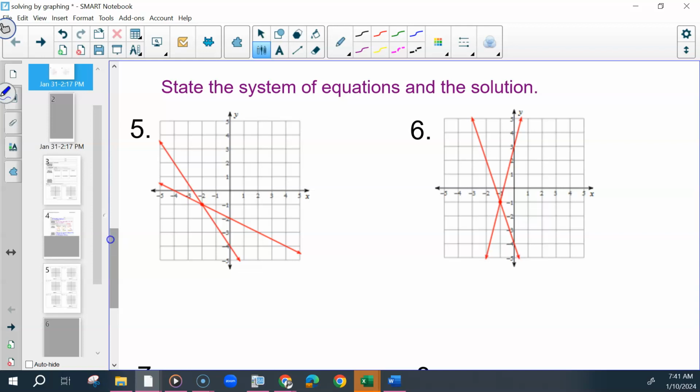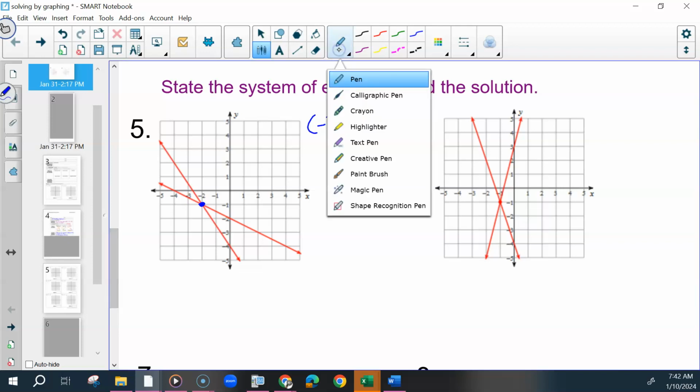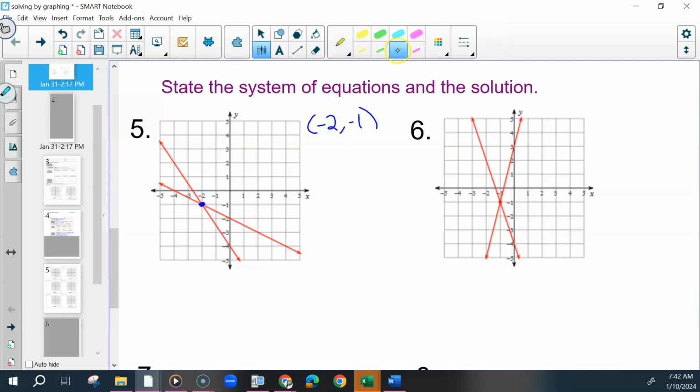So for this one, we have to state the system and the solution. Doesn't matter the order. What is the solution for number 5? Negative 2, negative 1, where they cross. Then to state the system of equations, we just have to write the equation of both lines. So I'm going to color code one of them to change it.